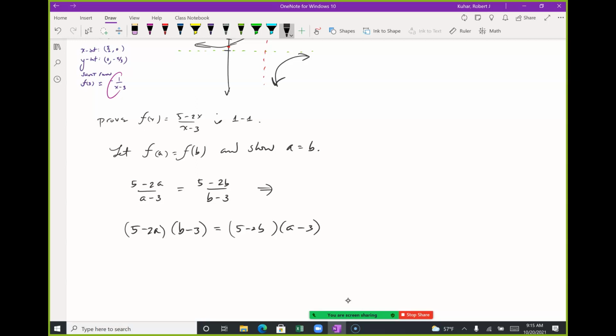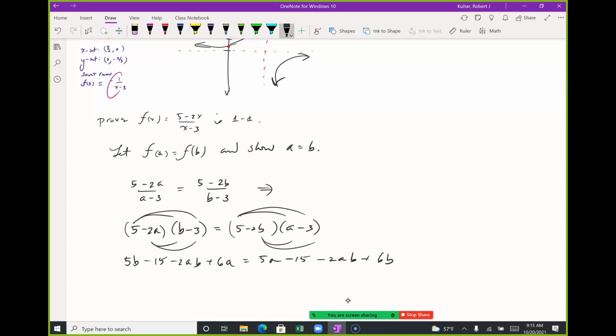terms here. So let's break up the parentheses, right? We get 5b minus 15 minus 2ab plus 6a should equal 5a minus 15 minus 2ab plus 6b. Those arrows are there for me to know that I've covered everything, right?